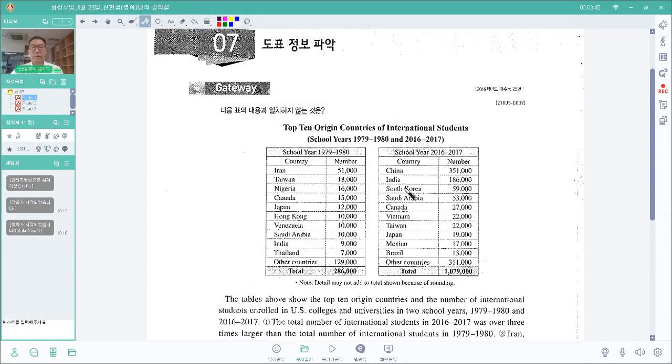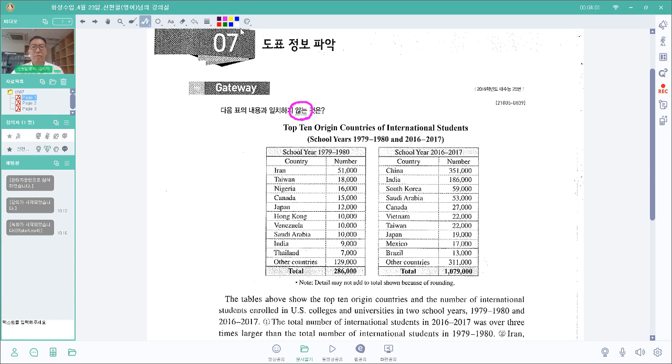Hi everybody, this is a review video for third graders. So this time we're doing chapter 7. This is a matching or non-matching question. So we are supposed to find the information which is not correct in accordance with this table.